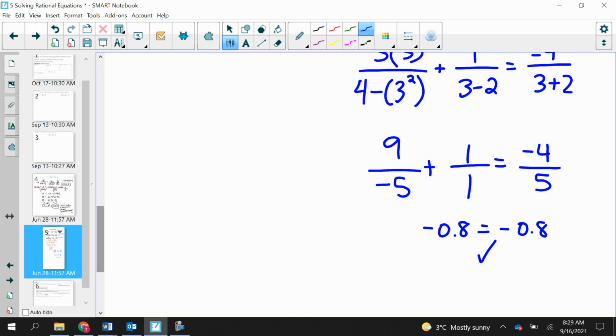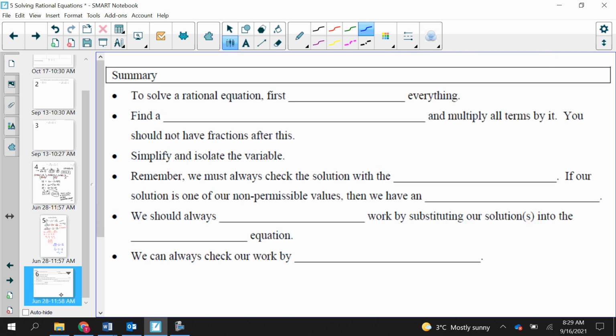Okay, so I said that we're also going to look at the summary at the bottom there. To solve a rational equation, first factor everything. Find a common denominator. Again, best case scenario is you find the lowest common denominator.